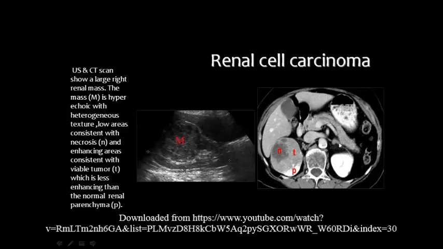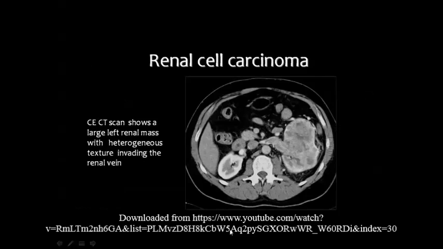And this is an example of renal cell carcinoma by ultrasound and CT. This is the mass arising from the kidney, and by CT you can see that this is the mass. B refers to the normal renal parenchyma, T refers to the tumor tissue, and N refers to the necrotic part of the tumor.